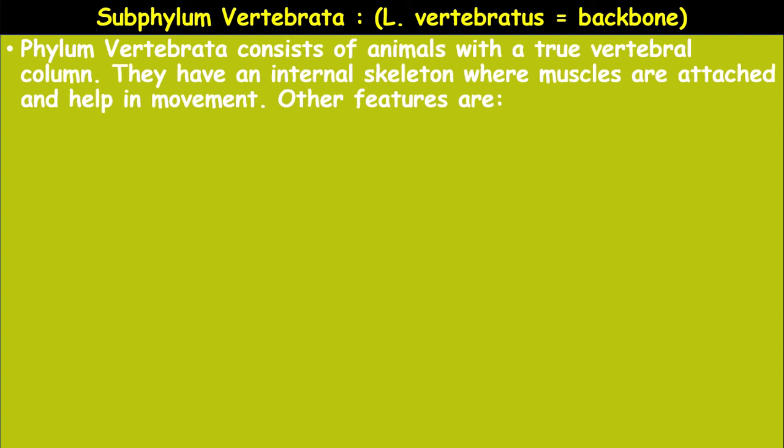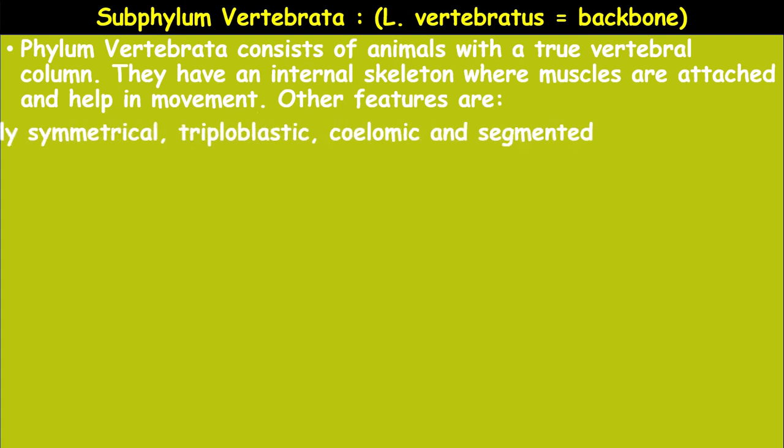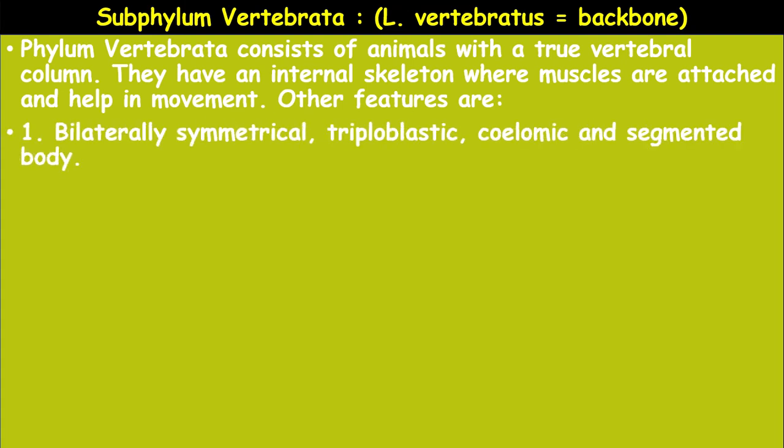They have an internal skeleton where muscles are attached and help in movement. Let us see the general characteristics of this subphylum Vertebrata. They are bilaterally symmetrical, triploblastic. 3 germinal layers are present, ectoderm, endoderm and mesoderm. Coelomic, they possess body cavity and segmented body.